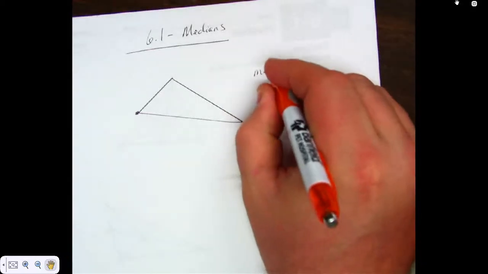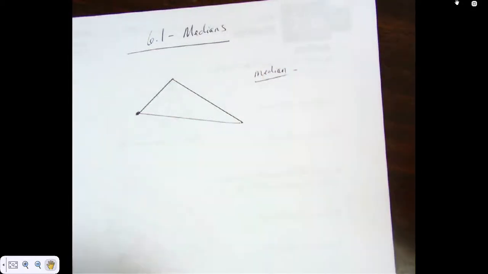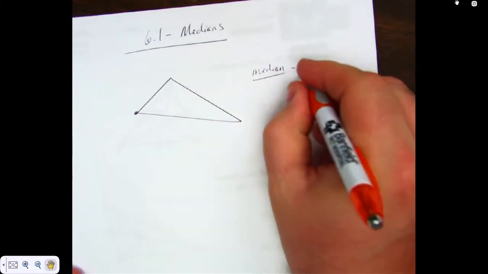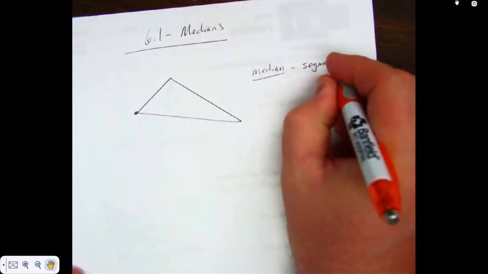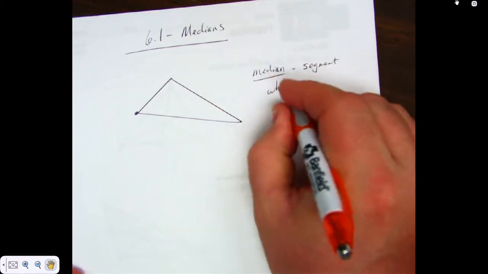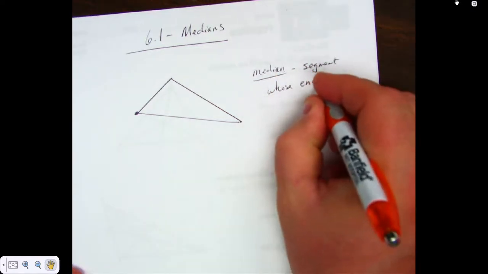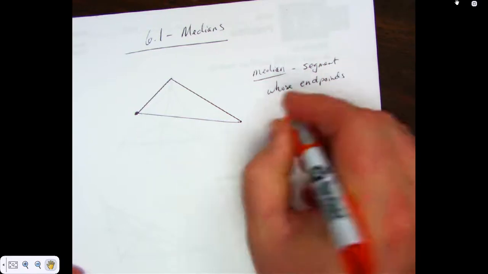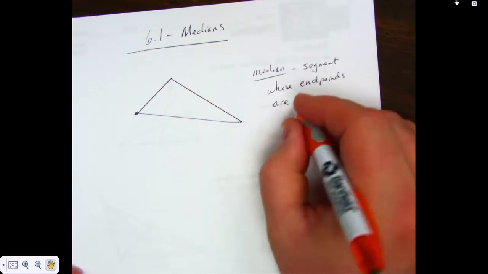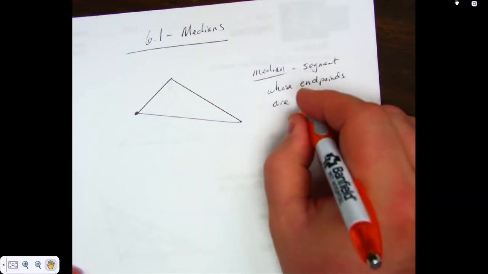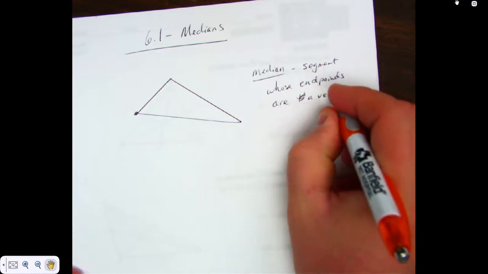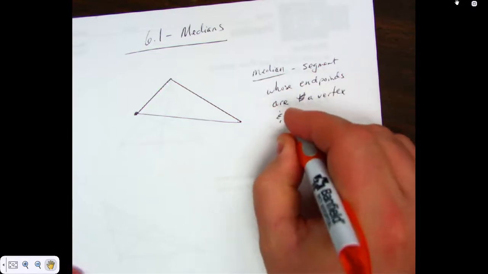A median is a segment whose endpoints are a vertex and a midpoint.